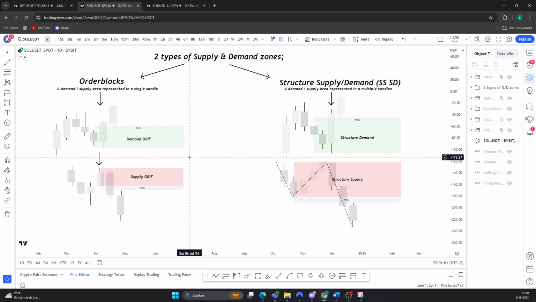But it's very, very simple. An order block is just a demand or supply area represented in a single candle. So for a bullish order block, it's the last bearish candle with an expansion away that left a fair value gap.